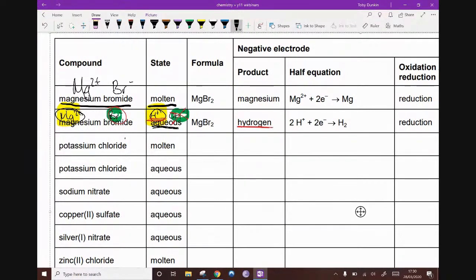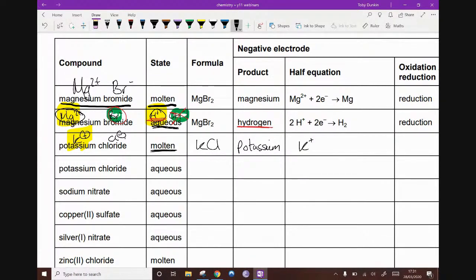But either way, number 1, I've got K plus and Cl minus, and it's molten, no other ions. Formula is KCl. Why? Because it's +1 and -1, therefore just 1 and 1 cancels out. Right. The product at the negative electrode. The negative electrode is going to attract the positive one. So potassium is going to be my product. Potassium. Okay, so now we go half equation, right?